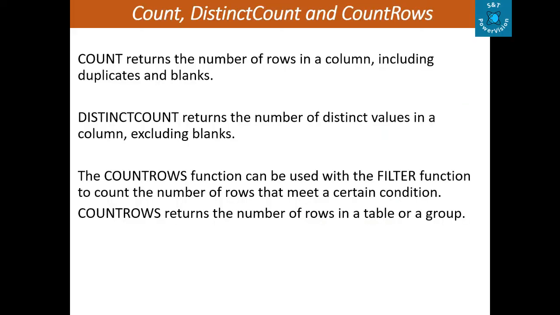Count returns the number of rows in a column including duplicates and blanks. Distinct count returns the number of distinct values in a column excluding the blank. The count rows function can be used with the filter function to count the number of rows that meet a certain condition, and count rows returns the number of rows in a table or group. So we'll see this in more detail here.